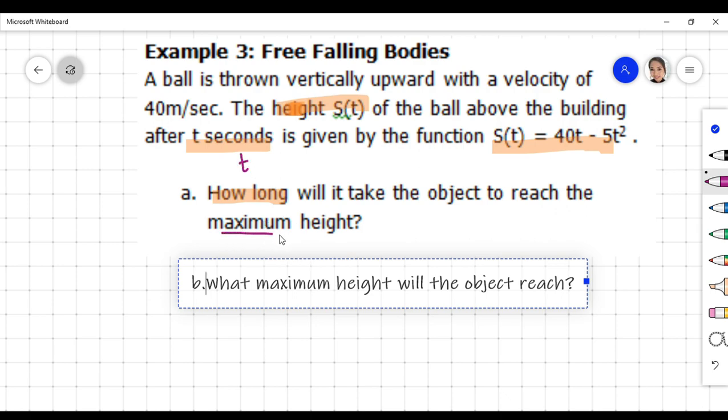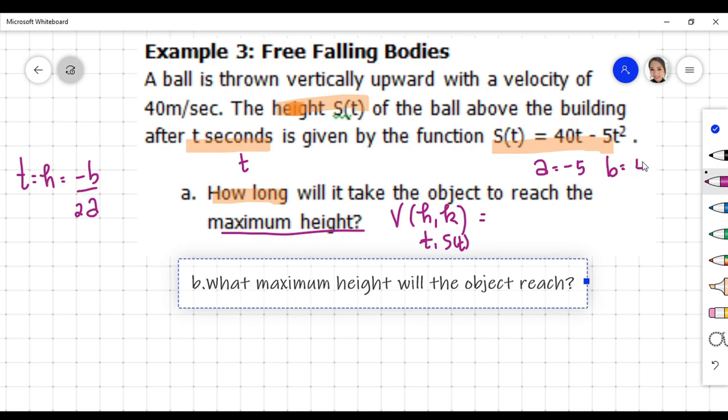So the maximum height is our vertex, which is the h and the k. So in this case, yung h natin, that is the t, and then our k is the height, which is the s of t. Okay? So yung t natin is the h, so we can solve t by using the formula for h, which is negative b over 2a. So our a here is negative 5. Take note, it's negative 5. And our b is 40.